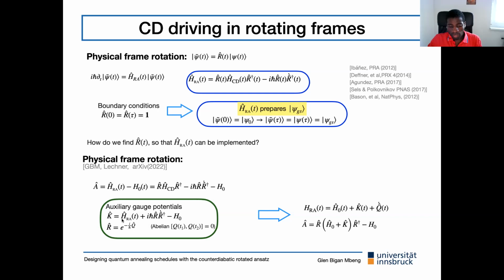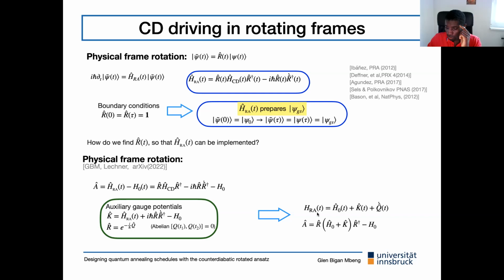So we need to make the derivative of time disappear, and we do this by reparameterization. So we introduce this auxiliary operator K, which is defined as such, and we also introduce a generator for the rotations, which we assume to be abelian. This actually is not a necessary condition to proceed, but greatly simplifies the problem. And if we do so, we can write both the driving Hamiltonian HRA and the gauge potential in terms of these two auxiliary potentials we have introduced, K and Q.